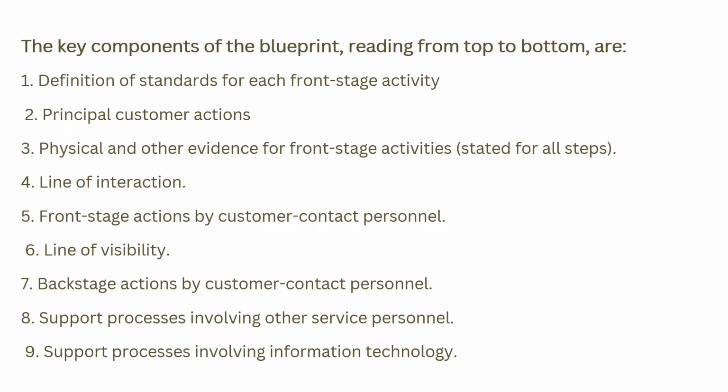Now let's go to the key components of the blueprint. Reading from the top to the bottom are the definition of the standards for each front stage activity, principal customers' actions, physical and other evidence for front stage activities, line of interaction, front stage actions by customer contact personnel, line of visibility, backstage actions by customer contact personnel, support processes involving other service personnel, and lastly, support processes involving information technology. The next one is the blueprinting of the full service restaurant experience.